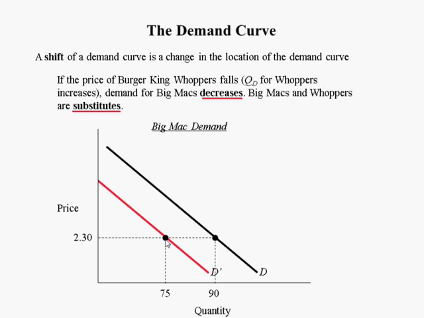And notice that the price of Big Macs was held constant because of ceteris paribus, holding everything else constant. We change one thing at a time. The price of Burger King Whoppers falls. That means we're going to buy fewer Big Macs.